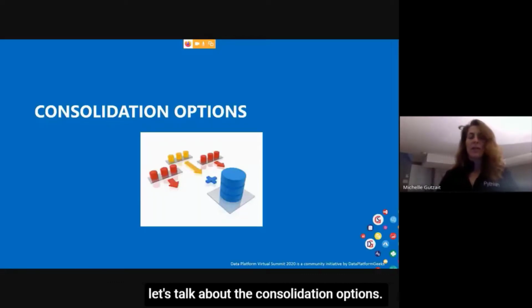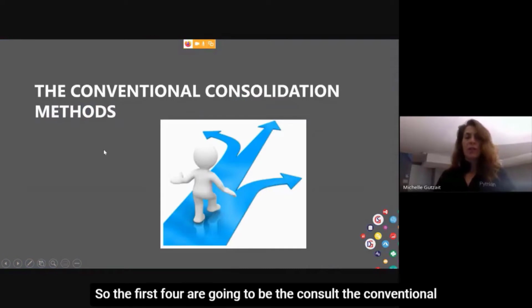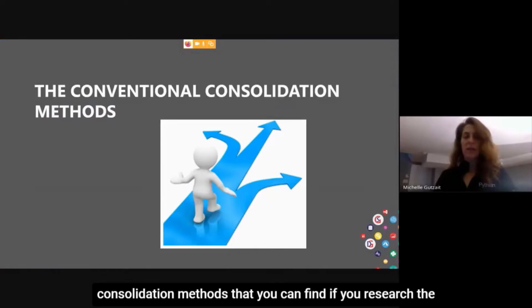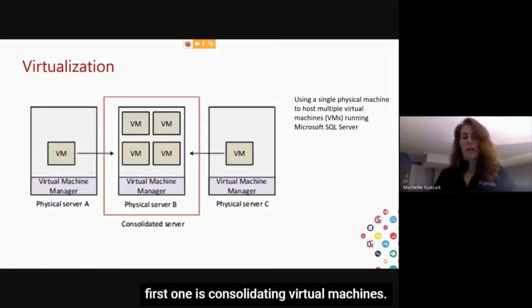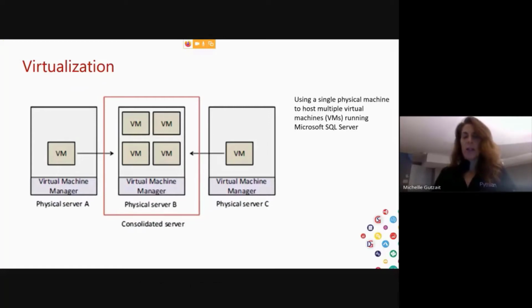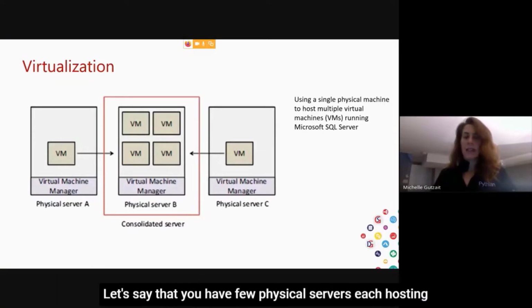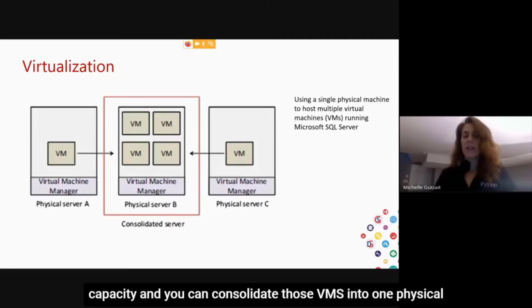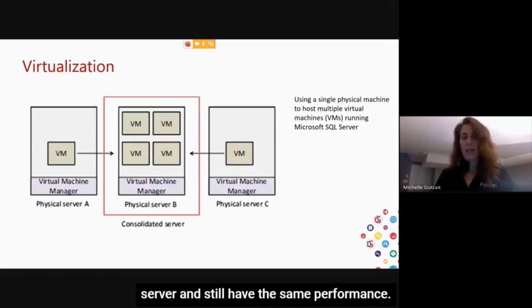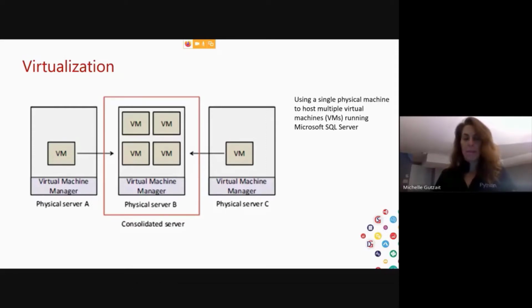And let's talk about the consolidation options. The first four are going to be the conventional consolidation methods that you can find if you research. The first one is consolidating virtual machines. Let's say that you have a few physical servers, each hosting VMs, and you realize that those servers have a lot of capacity and you can consolidate those VMs into one physical server and still have the same performance.